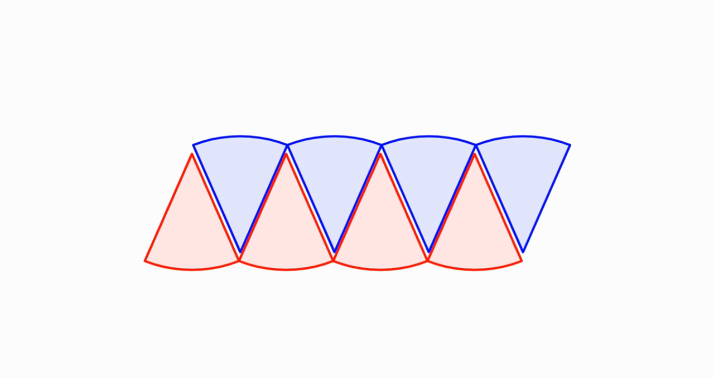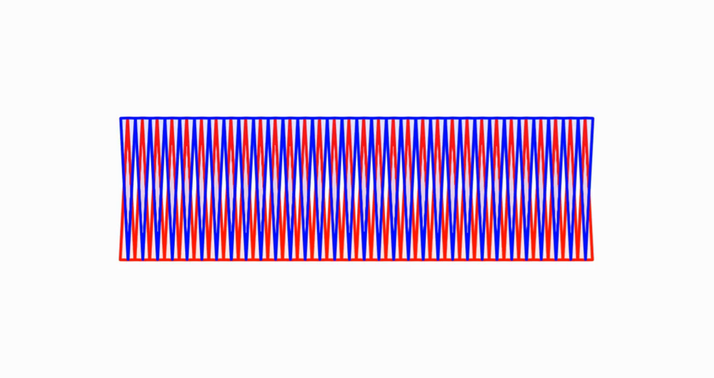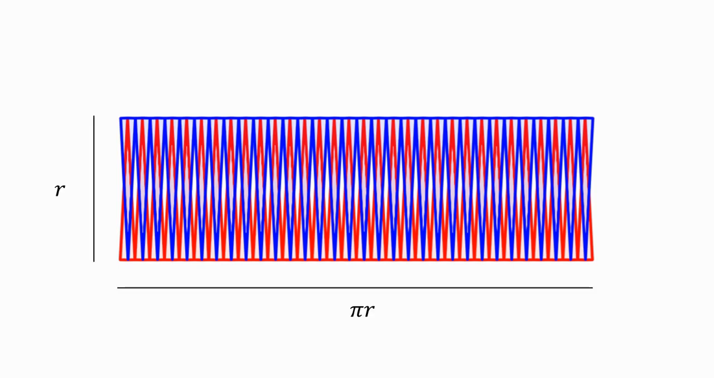Now imagine what would happen if we took our original circle and divided it into even more triangle sectors, and more and more, until it's essentially basically a rectangle. So much so that we can treat it as a rectangle. As we established before, the length is pi r and the width is just r.